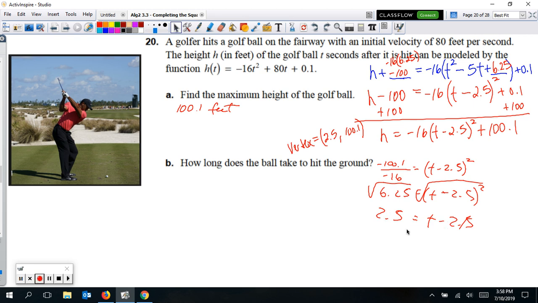So we're going to add 2.5 to both sides. That's going to give us 5. So t equals 5. How long does it take for it to hit the ground? 5 seconds, because it's in t seconds right there. So we're going to use seconds here. 5 seconds is the answer.